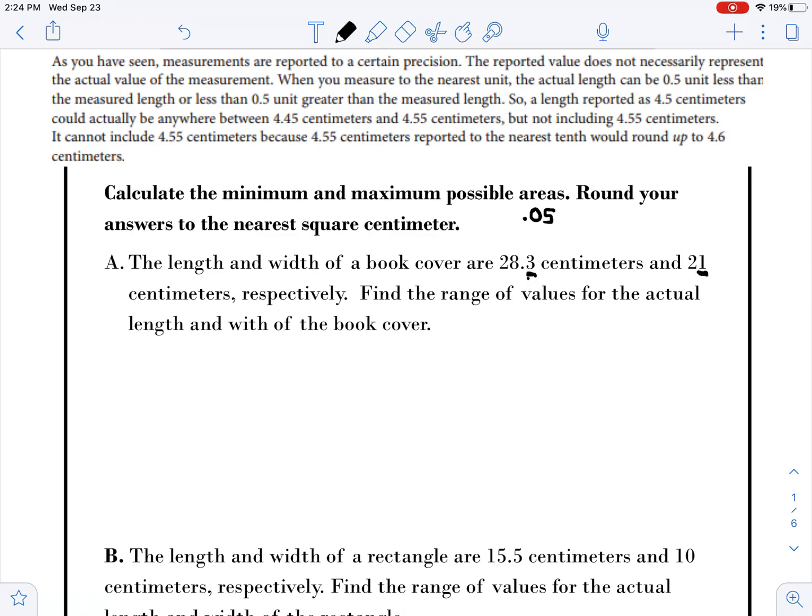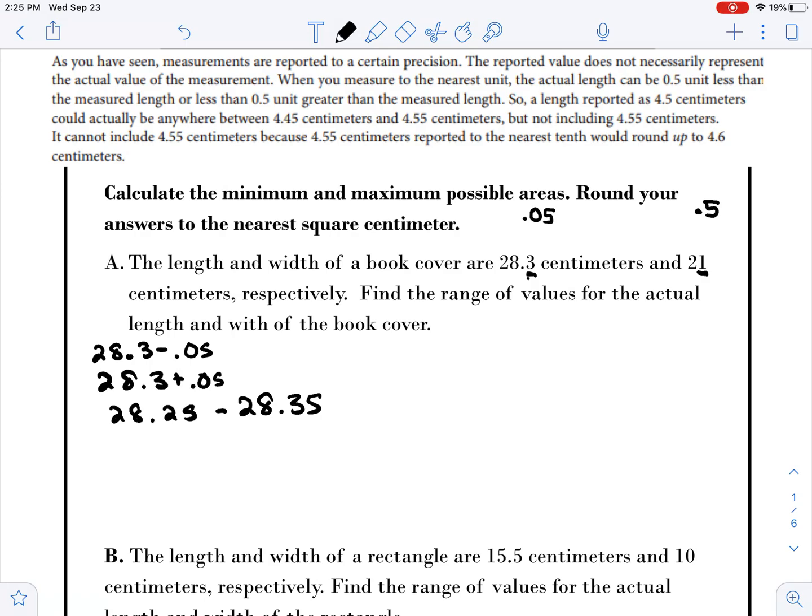Then we go here, this is rounded to the 1 place, so we go 1 unit to the right, that would be the 10th place, half a unit of that, so 0.5. Then all we do is we add and subtract that. You take that 28.3 and subtract 0.05, and we take the 28.3 and add 0.05. So that would be 28.25 to 28.35. If we want to find the maximal area, to find area, it's length times width.